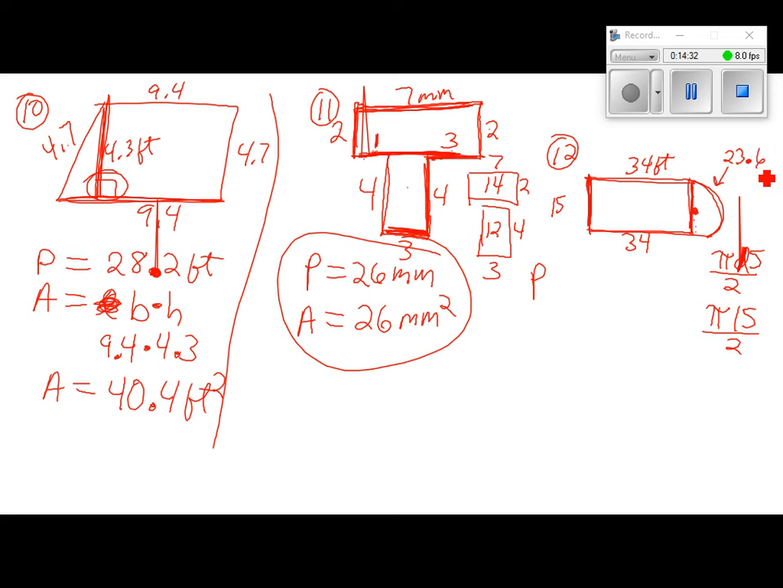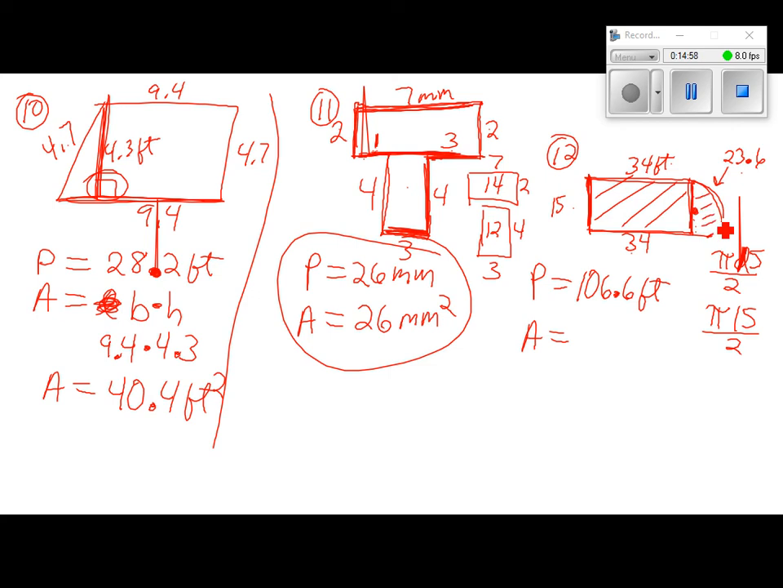Then all we do is add that 23.6 in all 3 of these, and you end up with a perimeter for that one of 106.6 feet. Then for area this time, we're going to find the area of this rectangle and then add it to the area of that half circle or that semicircle right there.